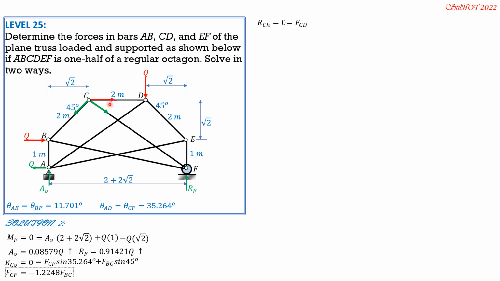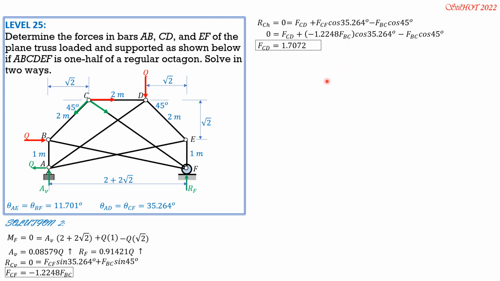So 0 equals FCD plus FCF cosine of 35.264 minus FBC cosine of 45. So substitute the value of FCF. So 0 equals FCD plus negative 1.2248 FBC cosine of 35.264 degrees minus FBC cosine of 45. So FCD can be expressed in terms of FBC. It is positive 1.7072 of FBC. Then after joint C, we proceed to joint D.